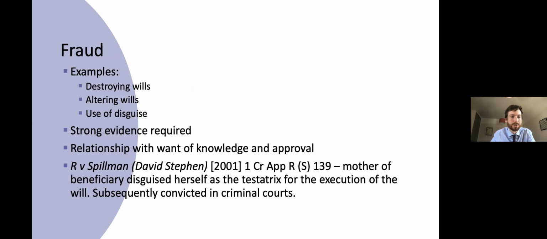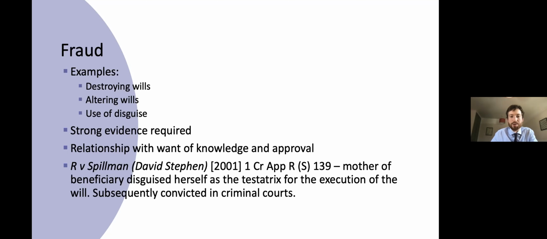So very briefly, fraud, again, very strong evidence required, because it's a very serious allegation and the burden is on the person alleging fraud. It may be that a will has been destroyed by a beneficiary of an earlier will who stands to benefit more from the earlier will, or that a will has in some way been altered and wasn't actually what the testator intended to sign. There was even a case where there was a use of a disguise, and the mother of the intended beneficiary disguised herself as the testatrix for the will to be executed. But they were found out, and that case on the bottom there is the criminal case where they were convicted and served time in prison.